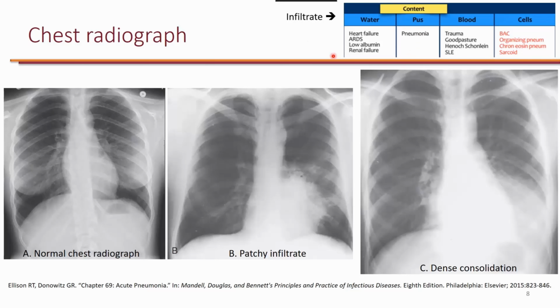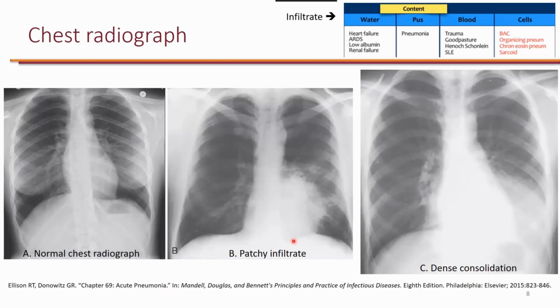There could also be blood, which is the case in trauma. So if somebody has ruptured their lungs, there will be blood in the lungs, which will show as infiltrate. And of course, the infiltrates could be cells, which will be the case in cancer. So if there are cancer cells in the lungs, they will show as infiltrates. Now, there are different ways of describing infiltrates. Two of the common ones that you will encounter are patchy infiltrates and dense consolidation.